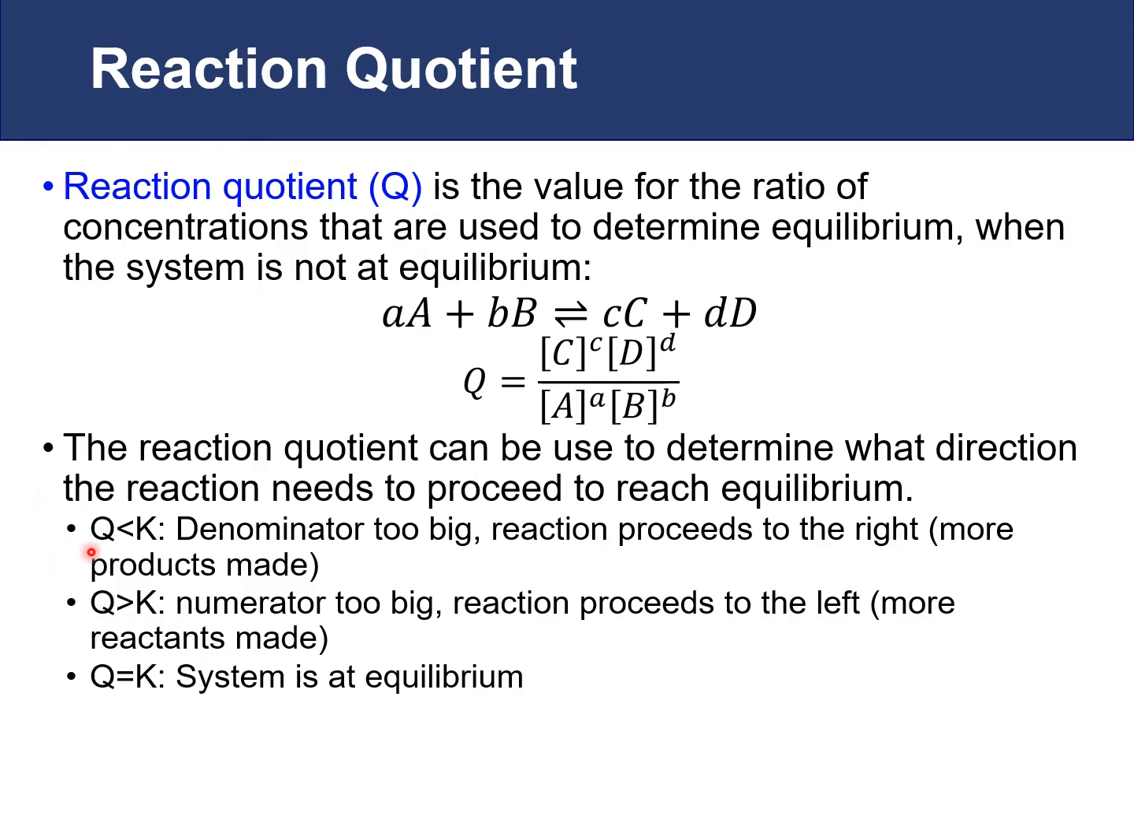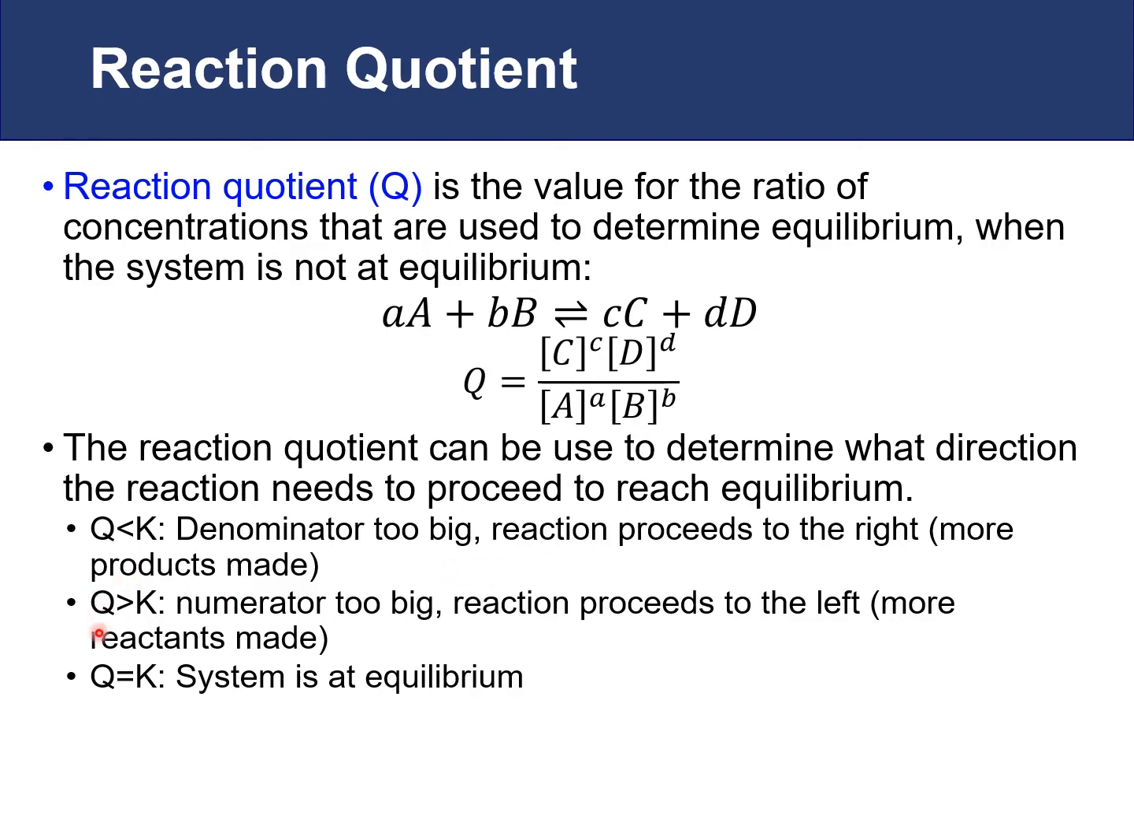So if Q, our reaction quotient, is less than K, our equilibrium constant, that tells us that the denominator is too big. So our value on the bottom is too large, which pushes down the Q value. If our value on the bottom is too large, then the way that we make Q bigger is for the reaction to proceed to the right to make more products, more of the components that are in the numerator, which would make our Q value larger and have it move towards our K value.